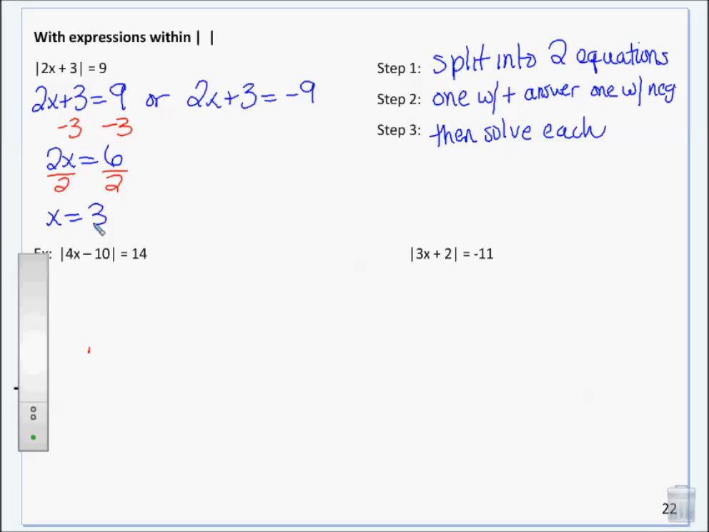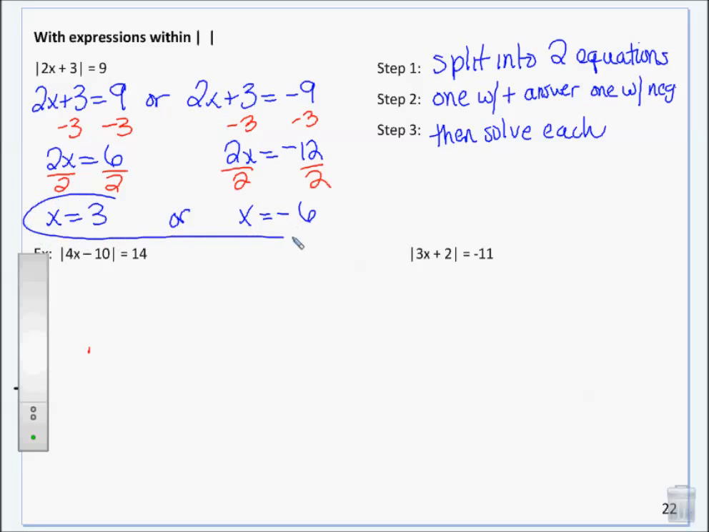That's my first answer. Then I come over to the second equation, subtract 3 from both sides. I get 2x equals negative 12. Divide by 2. x equals negative 6. Okay.